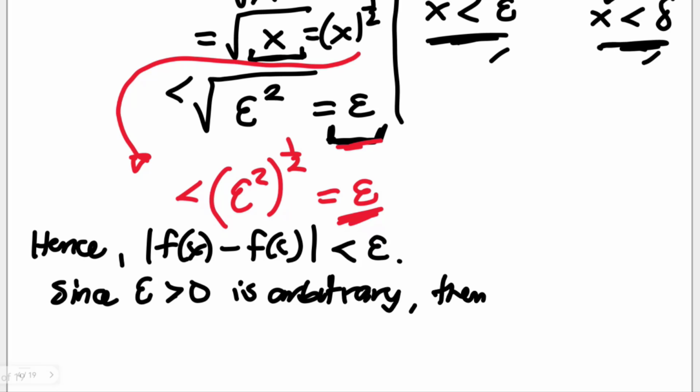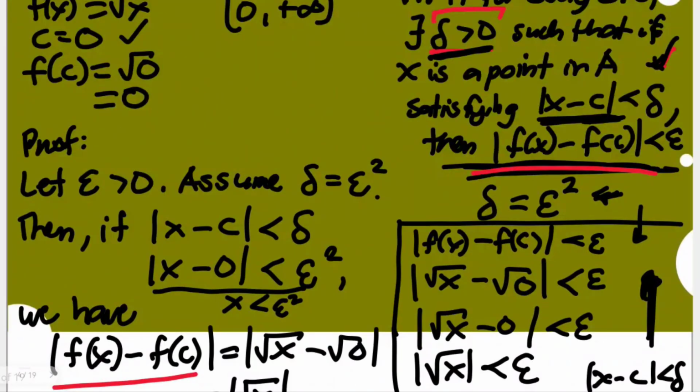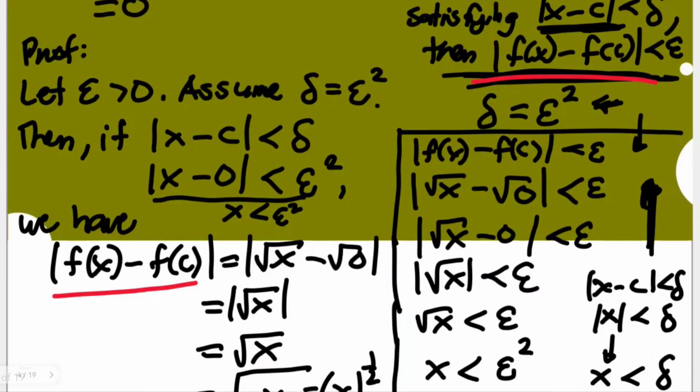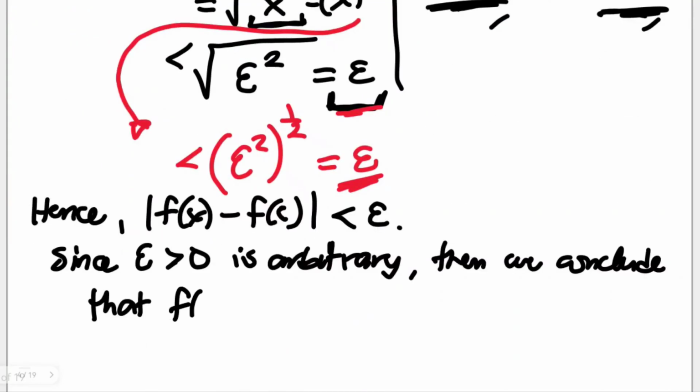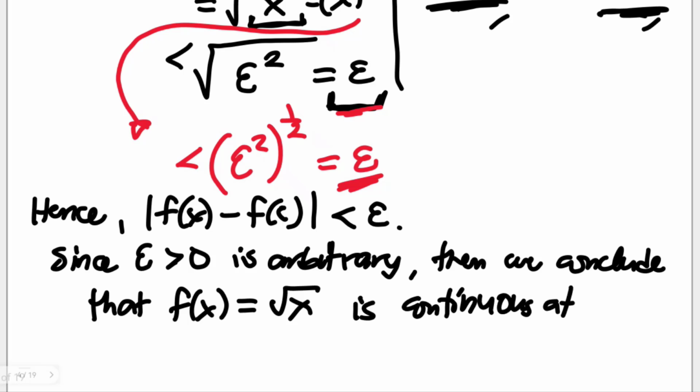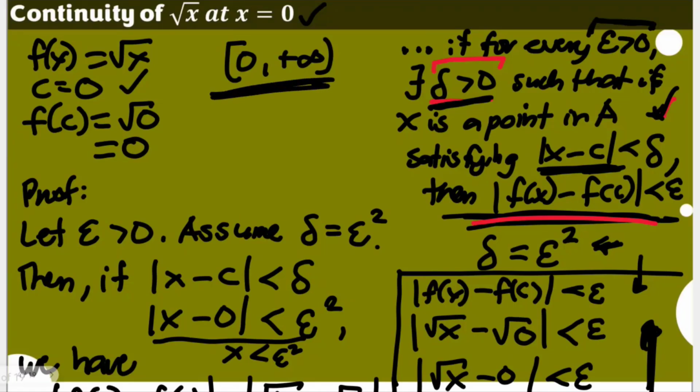then we conclude that f of x, which is equal to square root of x, is continuous at x equal to 0. This is the proof of this problem. Of course, again, as mentioned, using calculus concepts, we're able to show that it's really continuous at this interval. But this is using the proof of the definition. Thank you very much for watching.